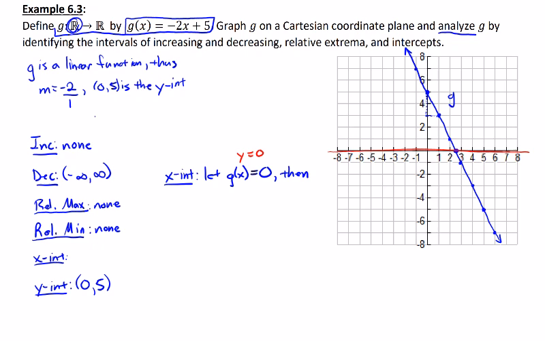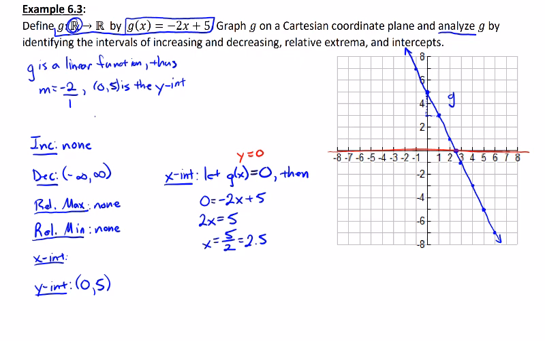So now we're going to say 0 is equal to negative 2x plus 5, and I'll add 2x to both sides to get 2x is equal to 5, and then divide both sides by 2, and I get x is equal to 5 halves, which is equivalent to 2.5. So we could have found this graphically just by looking at it, but I want to caution you on that because that will not always be the case for every linear function that you deal with. This algebraic approach will be very useful.